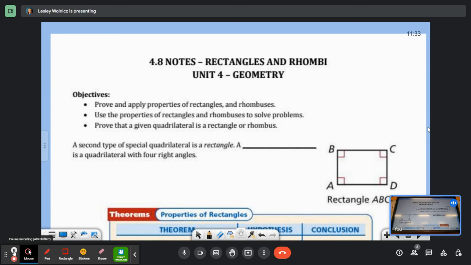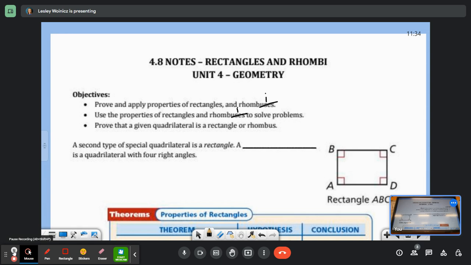For parallelograms. We're going to prove and apply properties for rectangles and rhombi. Use the properties of rectangles and rhombi to solve problems, and we're going to prove that a given quadrilateral is a rectangle or a rhombus.